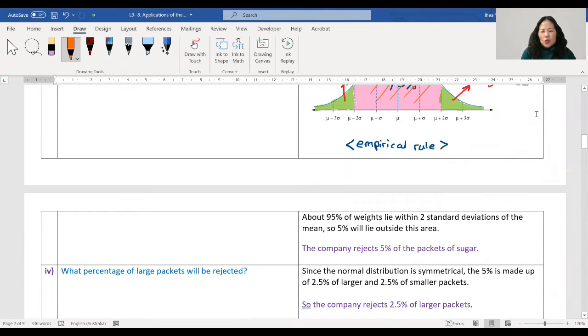Now just have a look at all the wording here, okay? I think you can just write down that the company rejects 5% of the packets of sugar. That's okay. But if you don't draw the bell curve and you need to explain why, this is how it's recommended you write it. About 95% of weights lie within 2 standard deviations of the mean, and so 5% will lie outside this area, something like that.